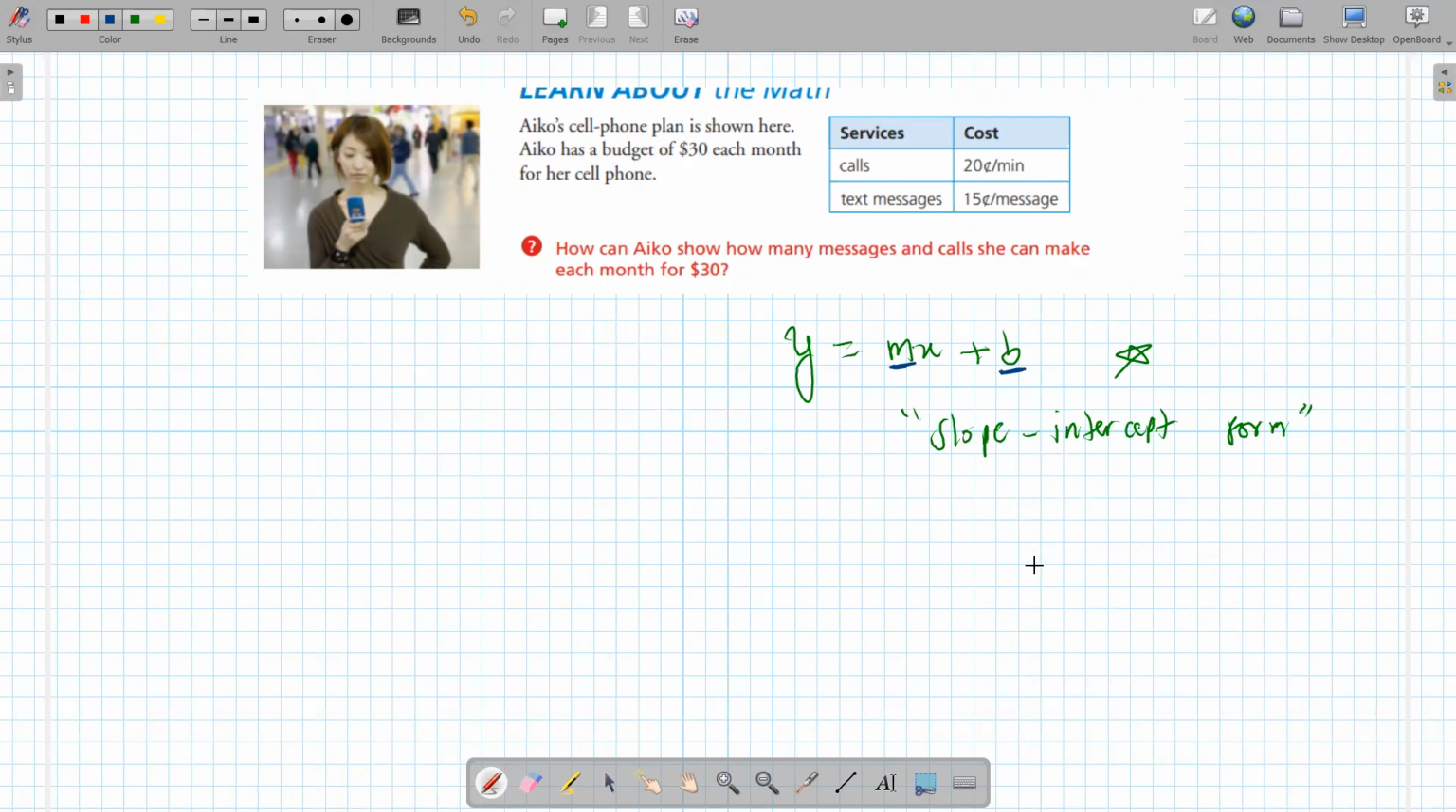You can get different forms of a linear equation. They're all ultimately the same, but there are different ways to write it. Check this one out: y minus y1 equals m times (x minus x1). This is another way to write a linear equation. It uses the slope, m, but it doesn't use the y-intercept. Instead, it uses any point on the line. This is called the slope-point form.